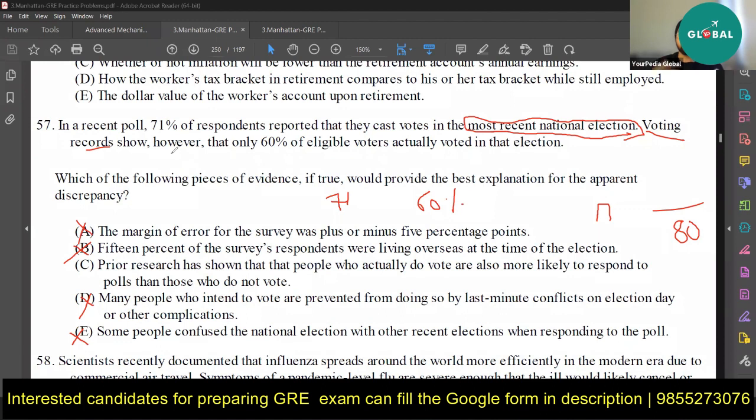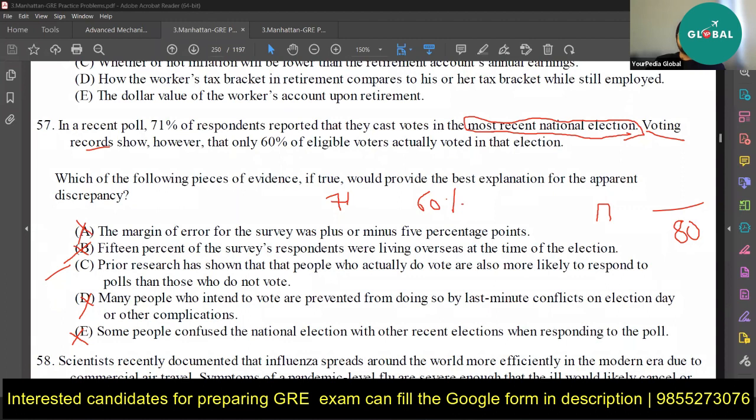So if data is given, you always have to work along with the data. You don't have to go outside the data. So E could not be the correct answer, because he already mentioned in the argument that it is for the most recent national election. So you can't say they voted for something else. Then in this way, you can say anything. Okay. So C is the closest one, and this is the correct answer.